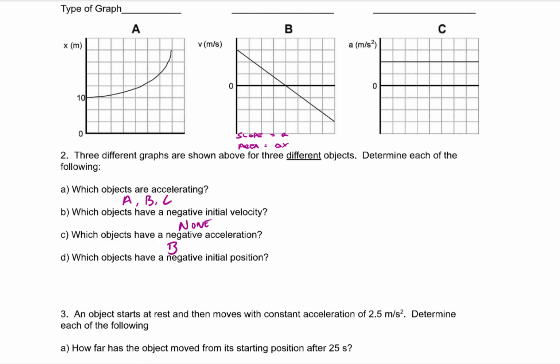And then for D, which object has a negative initial position? Object A shows me position. That's the only one I can get information about position from. I don't know what the initial position is for objects B and C. So looking at it now, I'm sorry, A has a positive initial position. We don't know the initial position for the other ones.